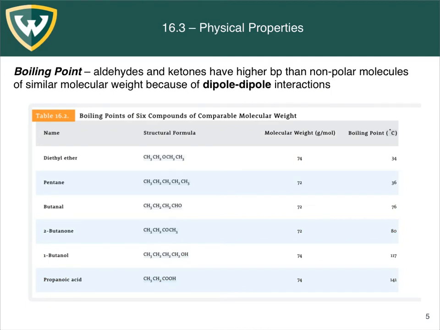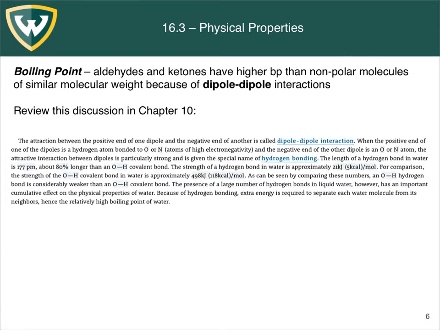You can check out this table in the textbook to see the effect of the carbonyl on different boiling points. In this series of examples of molecules with similar molecular weight, there's a huge range of boiling points. The presence of a ketone essentially doubles the boiling point from pentane, which is 36 degrees, to butanone at 76 degrees. And this is because of dipole-dipole interactions that are occurring between molecules. If you're not sure what dipole-dipole interactions are, please see the discussion in Chapter 10, which I've also included on this slide for your convenience.